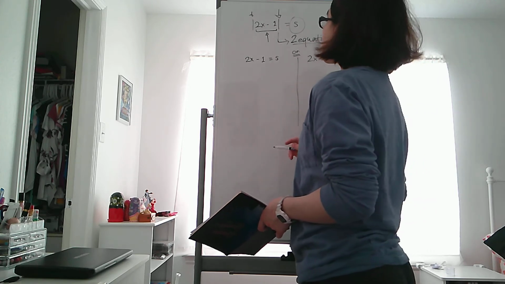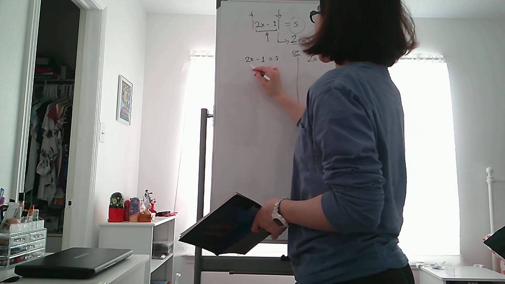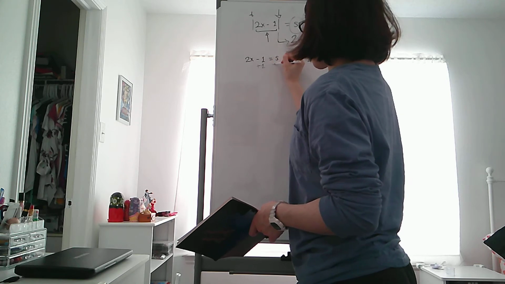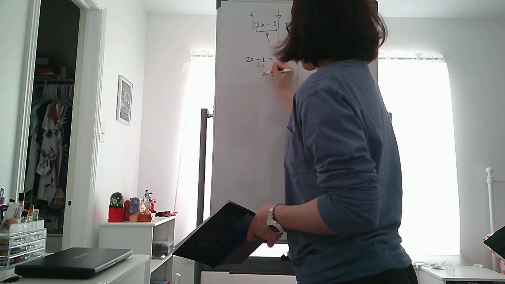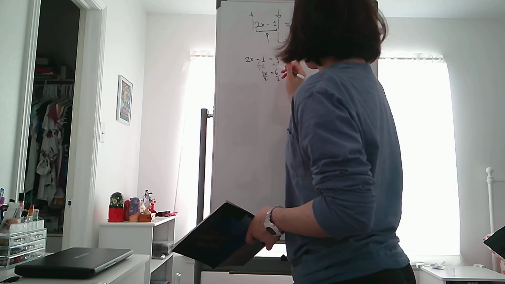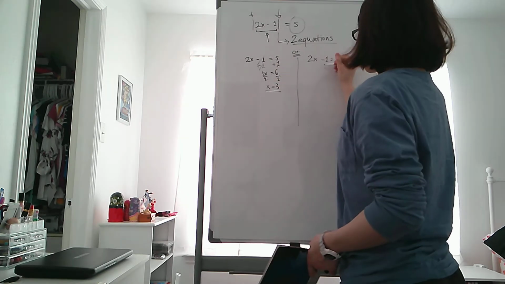It's very simple, just a little bit of algebraic manipulation, inverse operation. So 2x minus 1 equals 5. You're going to add 1 to both sides to start isolating x. So that is 2x equals 6. Divide by 2. The 2's cancel out. So x equals 3.